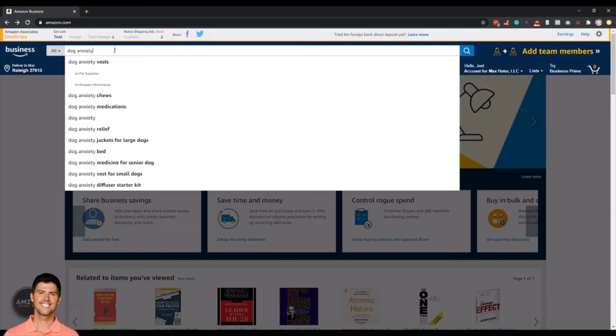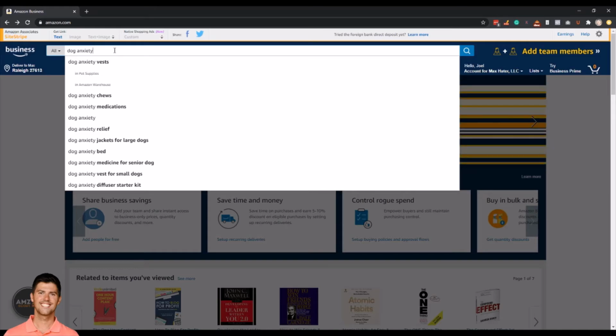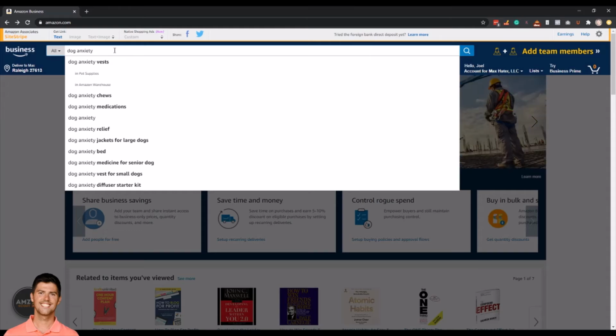We can also see medicines for senior dogs, vests for small dogs, diffuser starter kits. Again, these can all be keywords that we can incorporate into our blog, or we can create specific topics around them, specific reviews for products, specific ranking lists, etc.